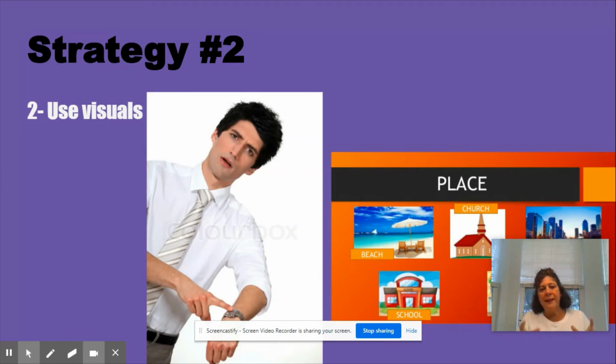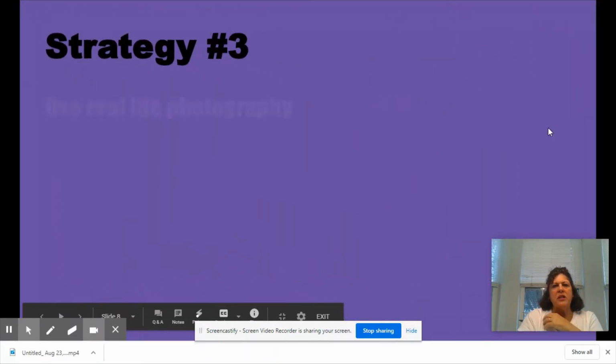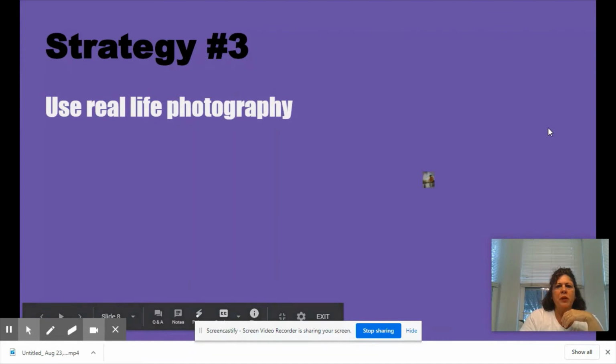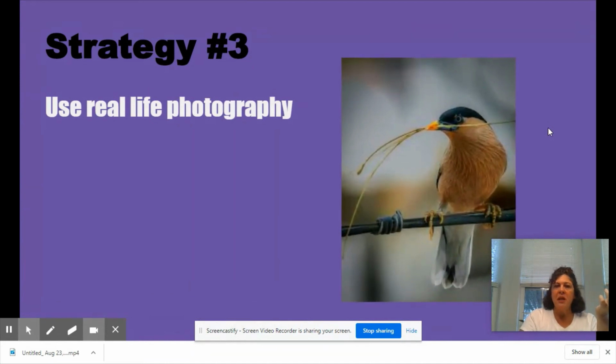Now, remember again, try to use real life photography, which is going to show our students exactly what the thing is in real life, not little cartoons or clip art. That was actually strategy number 3. Use real life photography when you are going to use any type of visuals in your classes so that the students know what it really is in real life.